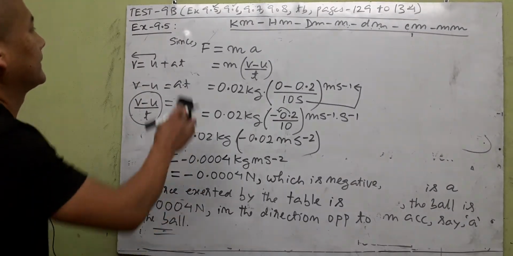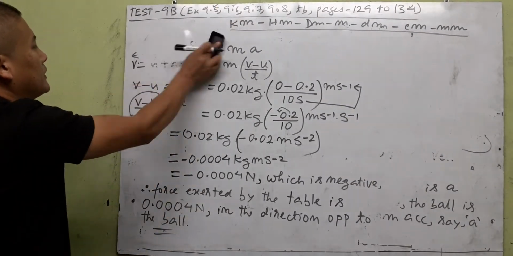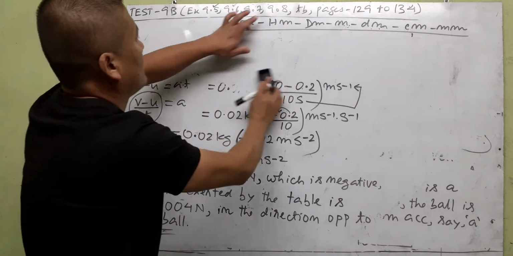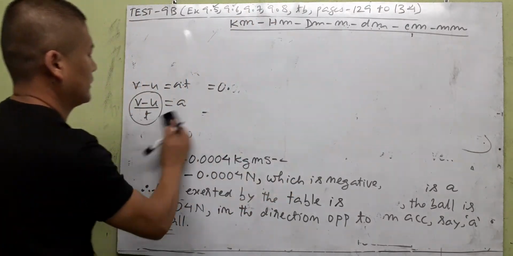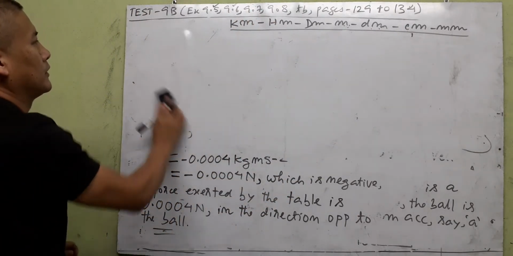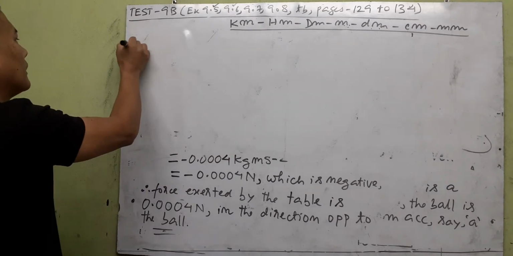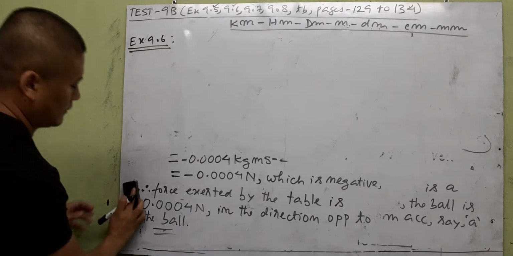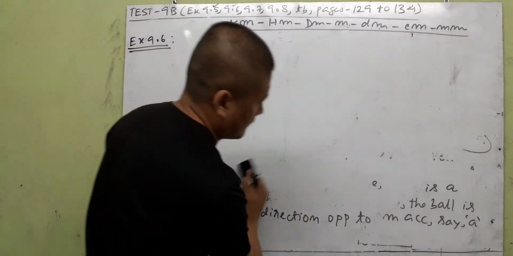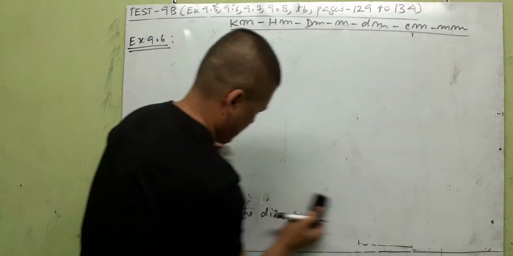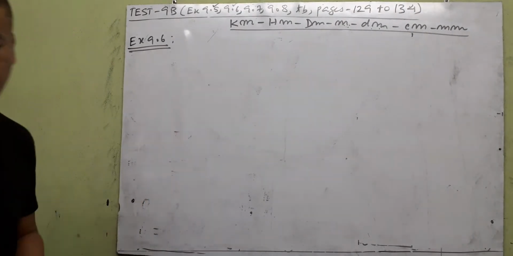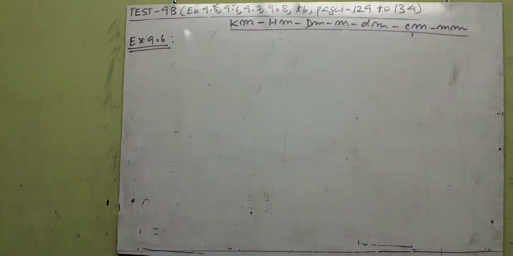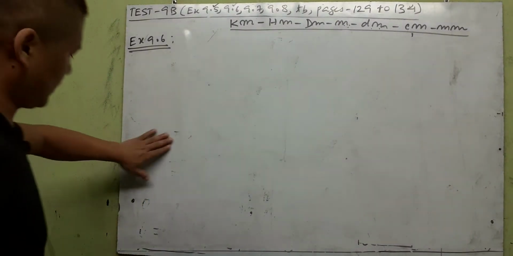Okay, so next, these two, 9.5 and 6, we'll do in this class. In the next class, this 9.7 and 9.8. So let us go to 9.6. Example 9.6. We read the question. Page number 132.